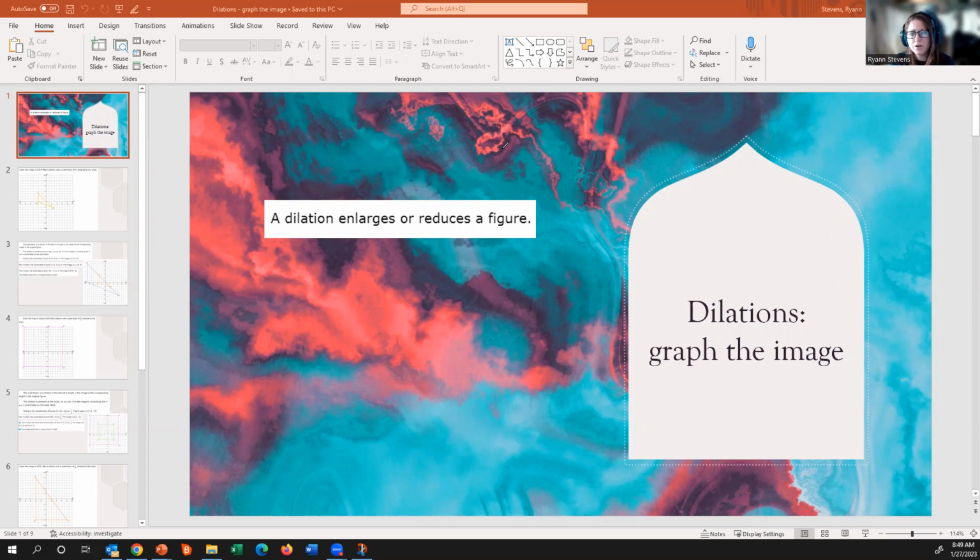A couple things to remember: if we are dilating a pre-image by a whole number, that means we're going to make it bigger. And if we're dilating a pre-image by a fraction, that means it's going to be a reduction and it's going to make it smaller. So let's take a look at an example of this.